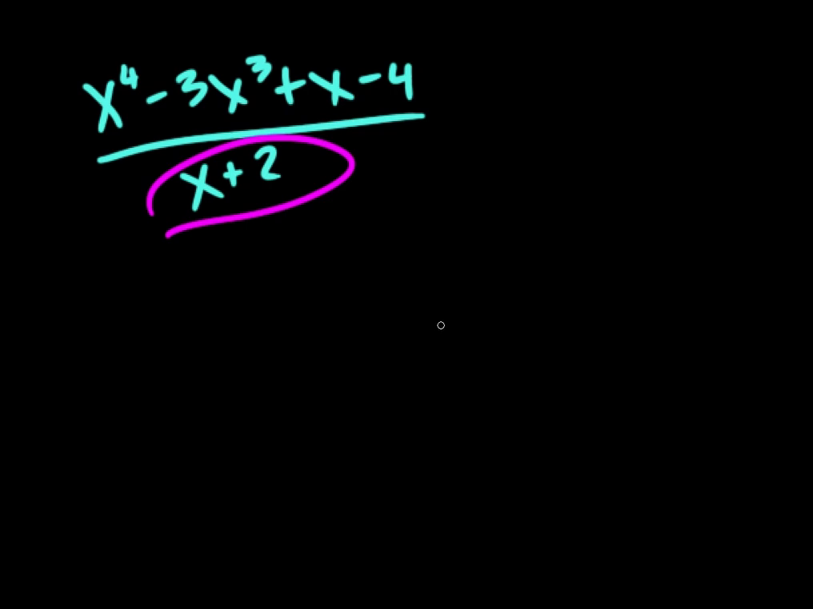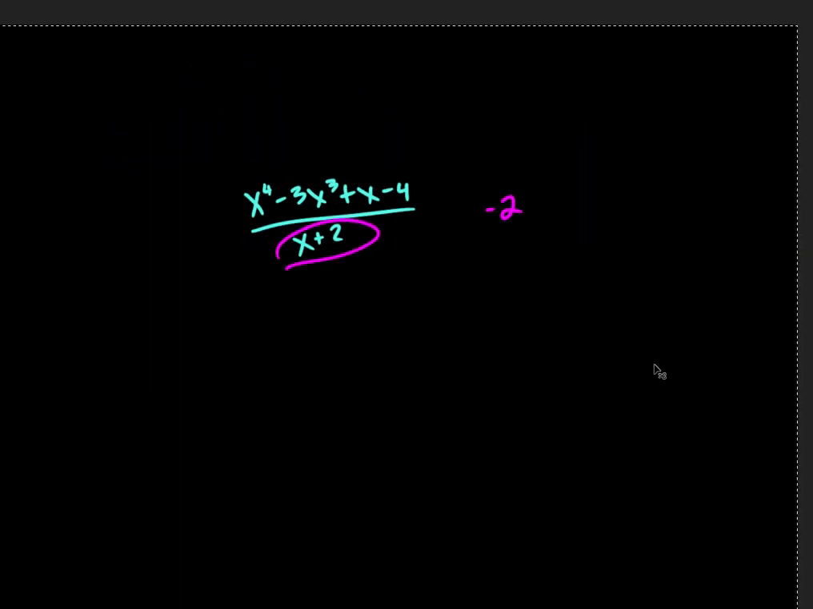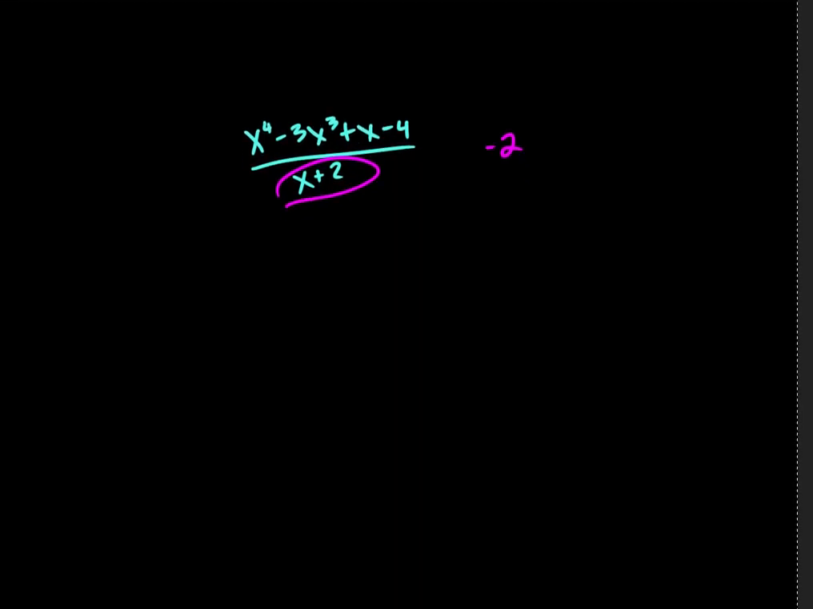set it equal to 0 and solve for x, or just, in this case we know that it's going to be -2. Let's see, and we can plug it into the top, and that will give us the remainder. That's the remainder theorem.